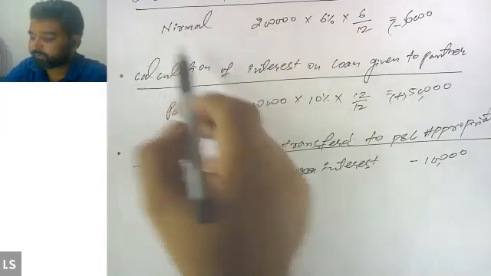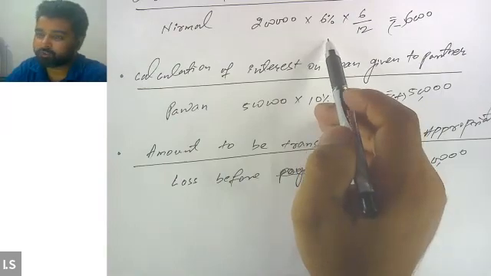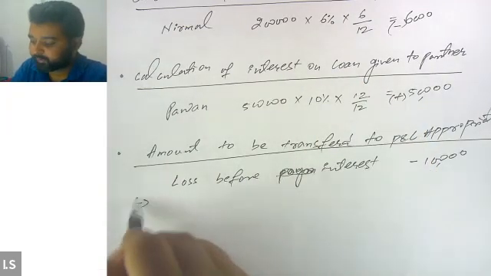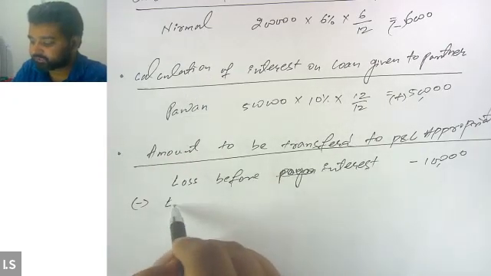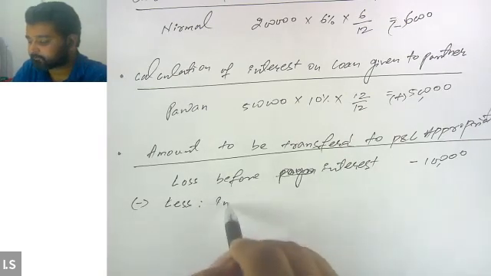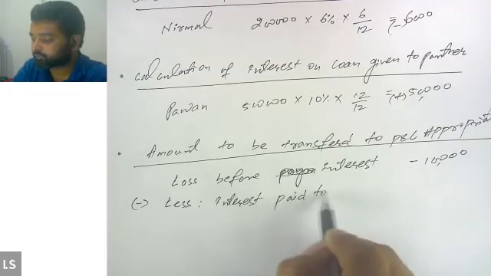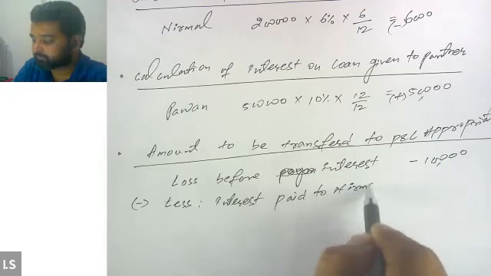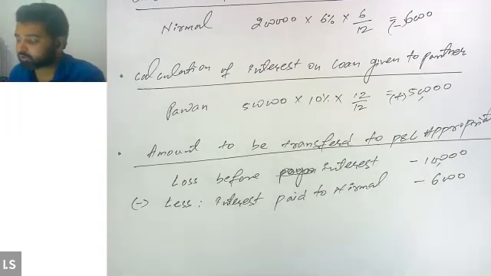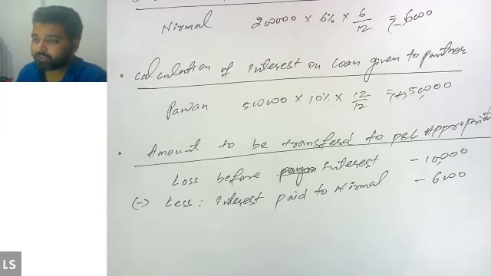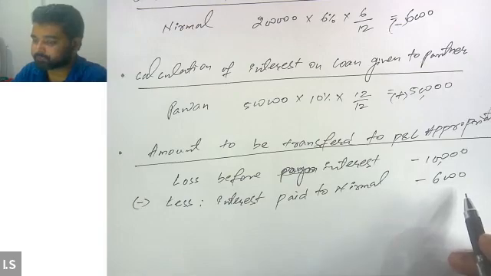Now we need to pay Nirmal 6,000 on the loan that he has given to the firm, right? So if we pay 6,000 of interest to Nirmal, it will further increase the loss of the firm. Less: interest paid to Nirmal. We will be paying interest of 6,000 to Nirmal. So the overall loss will extend to 16,000 now. Earlier it was 10,000. We have to pay further interest of 6,000.